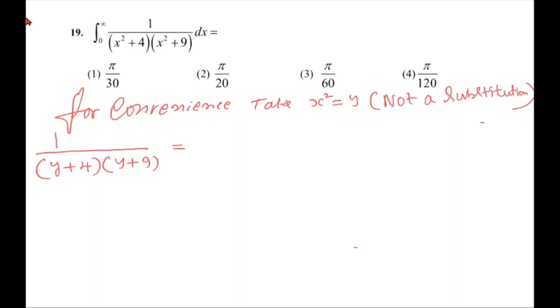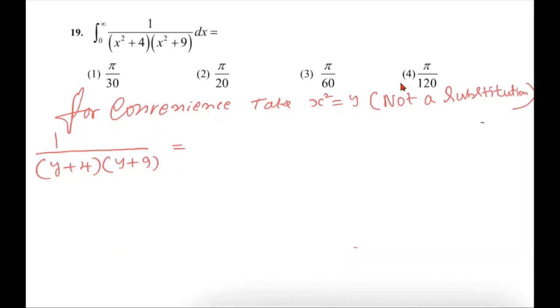Question number 19. Integral 0 to infinity of 1 upon x square plus 4 into x square plus 9. In order to resolve this into partial fractions, for convenience, we shall take x square equal to y. Remember, x square cannot be negative, but here we shall not have that in mind. Just take it as y, because each term is x square here. So this function reduces to 1 upon y plus 4 into y plus 9.